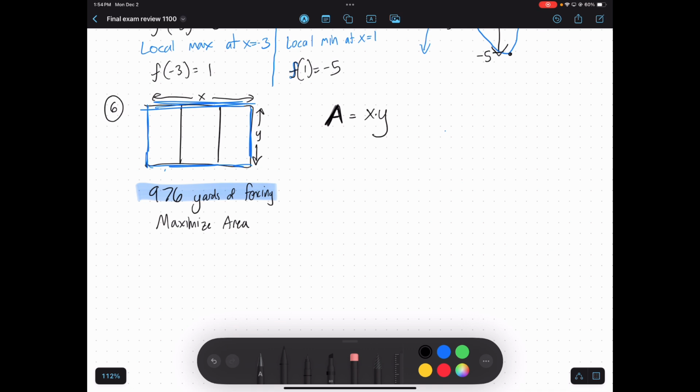Okay. How do I do that? 976 yards is equal to 2x, my yards of fencing. I use my constraint. I'm constrained by the amount of fencing that I actually have. So I need to now come up with another equation, but this time I need to come up with an equation for my constraint. I need an equation for this. Okay. What's that equation look like?